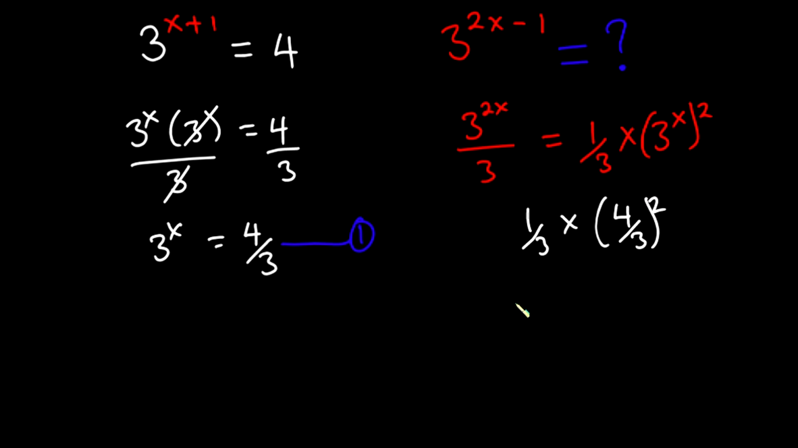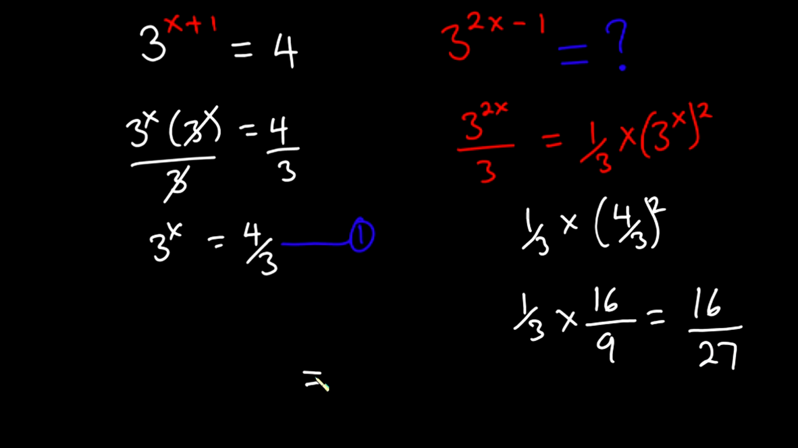Now let's simplify this. We have 1 over 3 times 4 squared is 16, 3 squared is 9, right? And this is equal to 1 times 16 is 16, and 3 times 9 is 27. So the final answer turns out to be 16 over 27. And this is pretty much it.